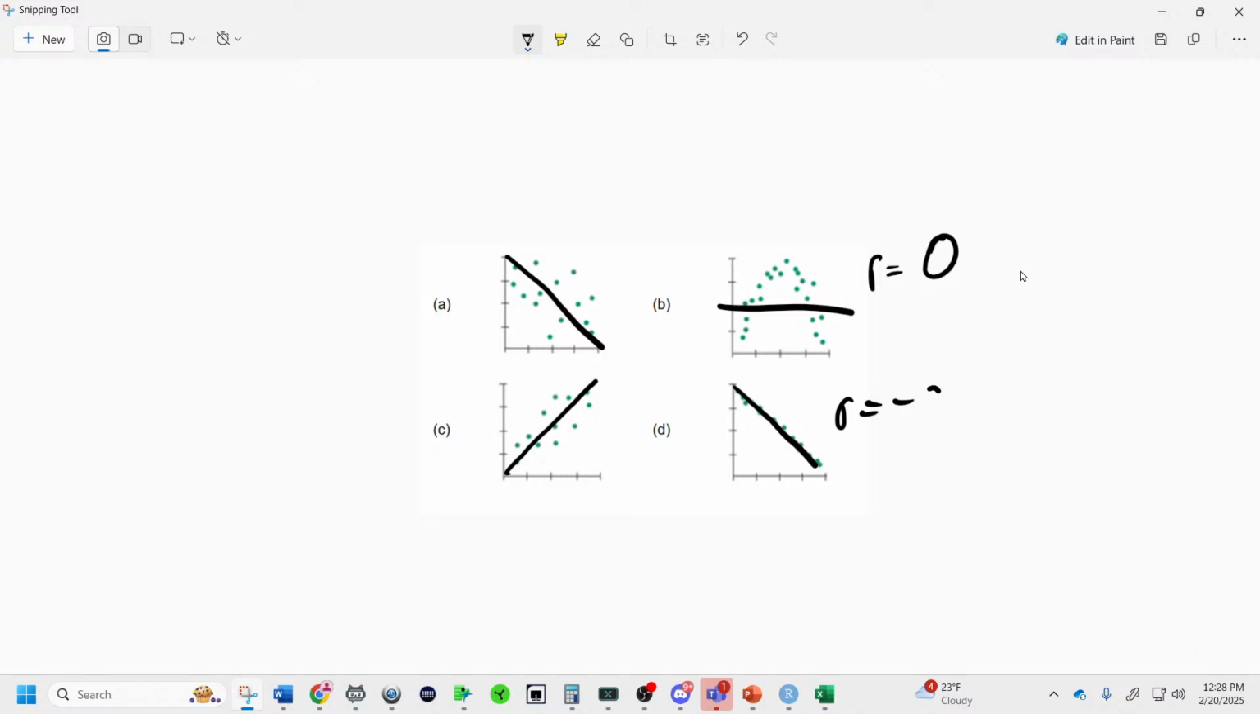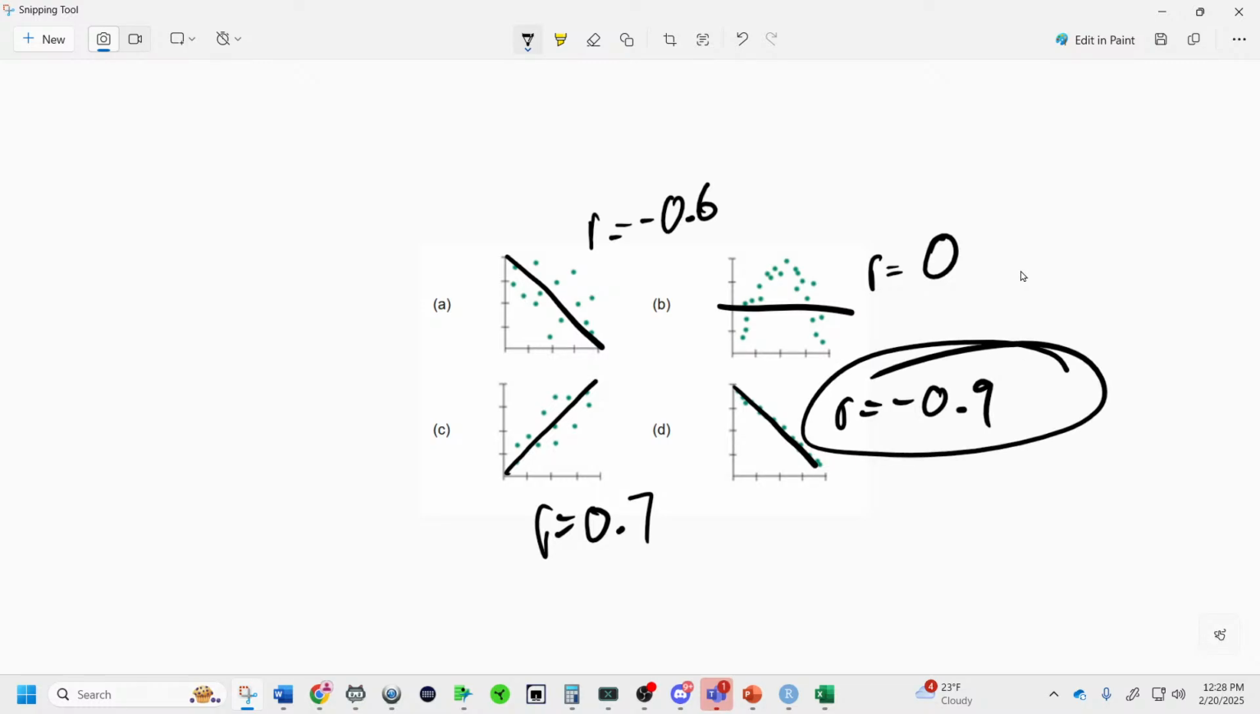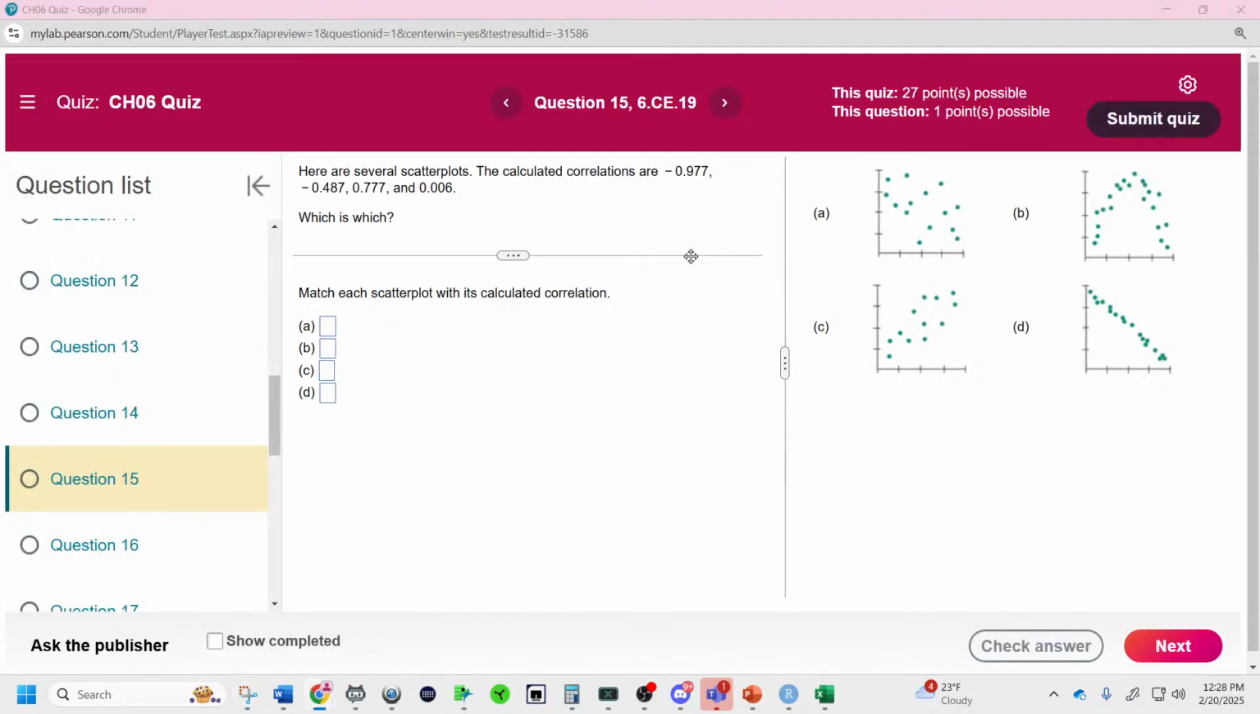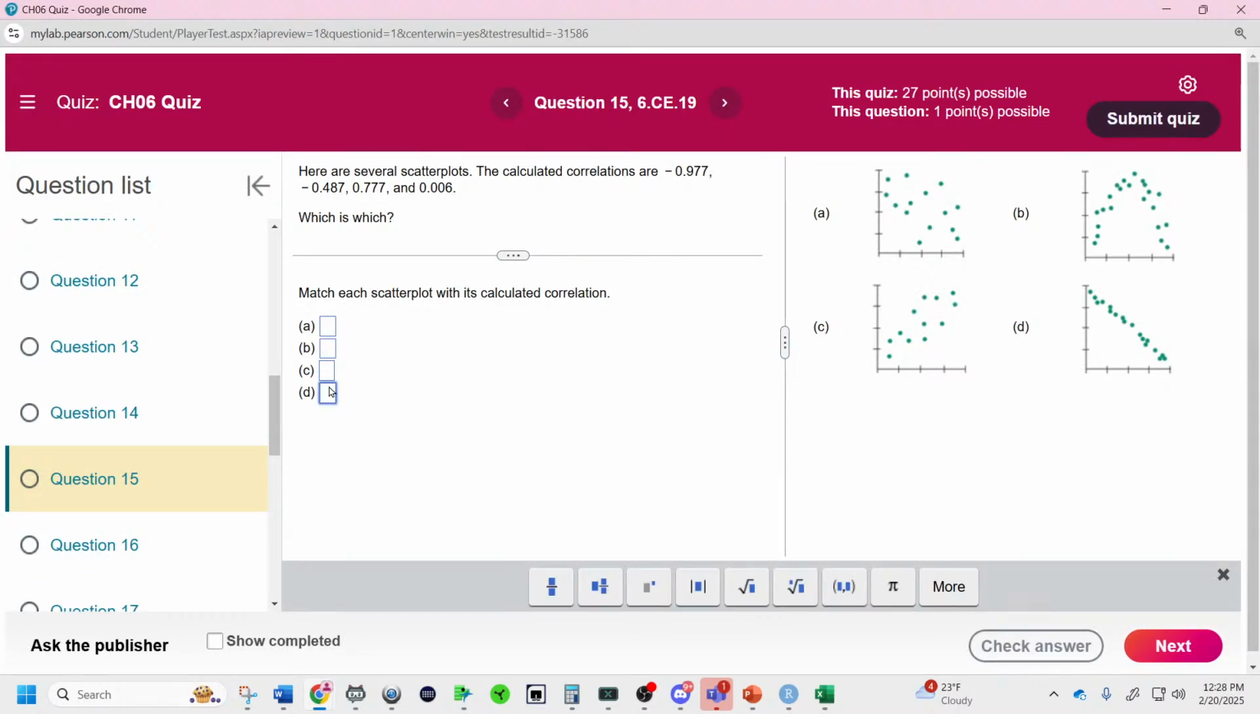This is like R equal to negative 0.9. It's a very strong negative. This is R equal to like negative 0.6. It's negative, but weaker. And this is R equal to like 0.7 or something, because this is strong positive. Does that make sense how I'm figuring out these values? This is a very strong negative, so you can find the one that is strongest negative right here, and that is going to be answer D. D has to be the strongest negative because it goes down.